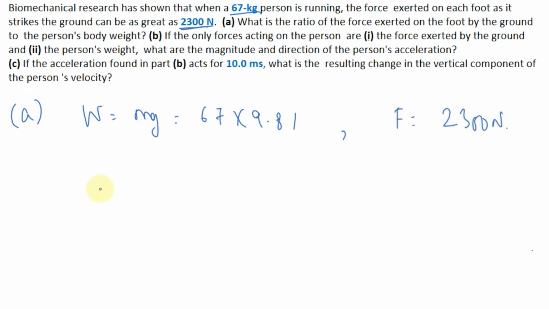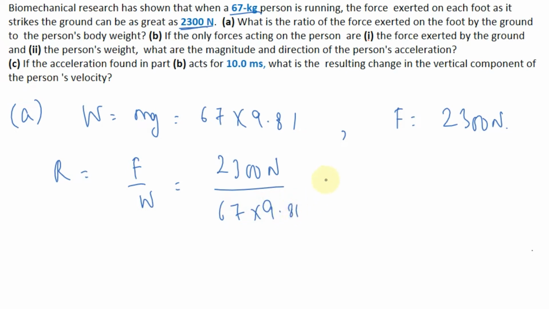So the ratio will be, or we can write, F over W. F we have 2300 Newton, mg we have 67 times 9.81, which equals approximately 3.5. So this is the ratio and the answer for the A part.